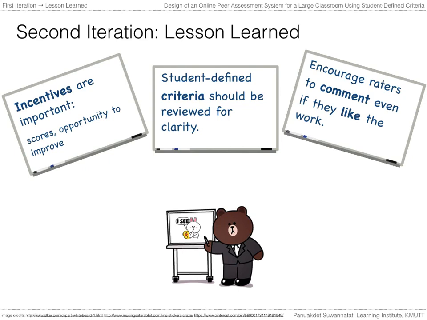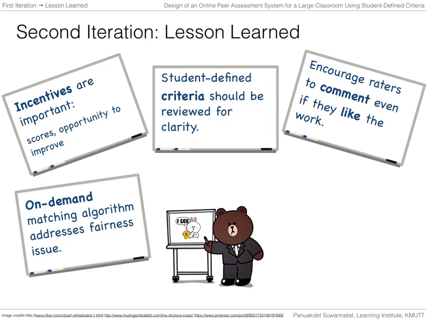And on-demand matching algorithm, we changed the matching algorithm a little bit so that even if some students are absent from class that day and did not get to participate in peer evaluation, all the groups will get an equal number of evaluators, or different at most one. We ensure the fairness in distributing the evaluators by using a different computer algorithm. And I cannot go into detail here, but it's described in the paper.